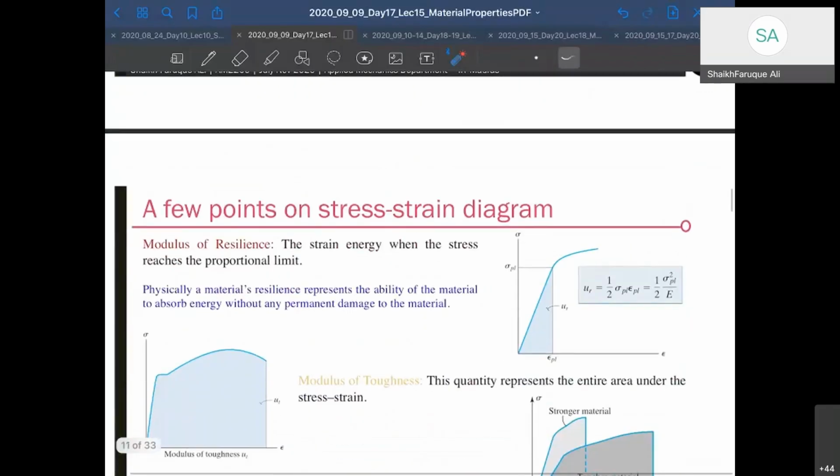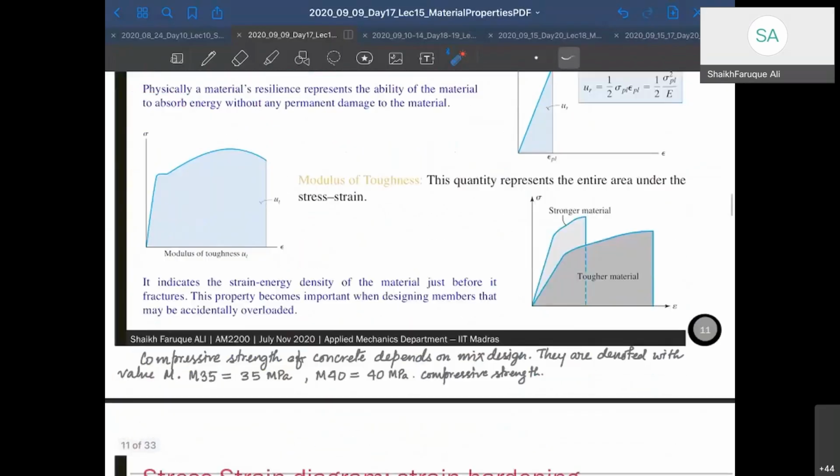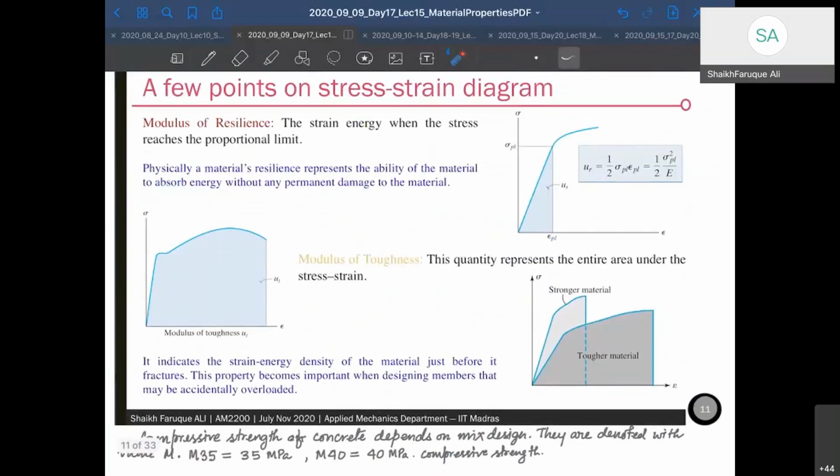Okay, here I'll stop. We'll discuss these things in the next class, or you can go through the book. These are definitions only: what is called modulus of resilience, what is called modulus of toughness, what is called a stronger material, what is called strain energy. We'll discuss strain energy a little bit more in the next class.